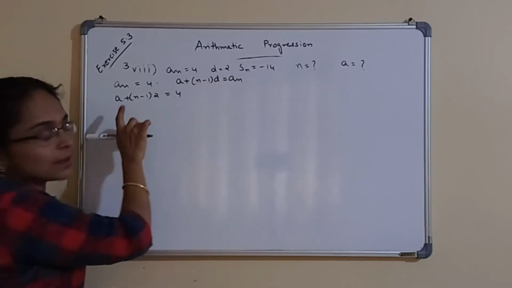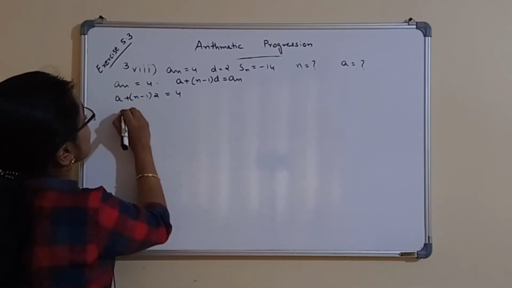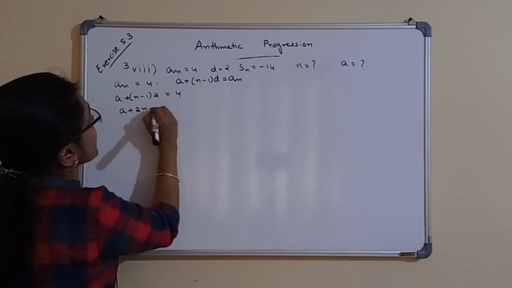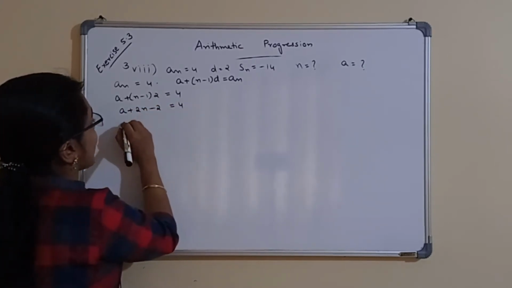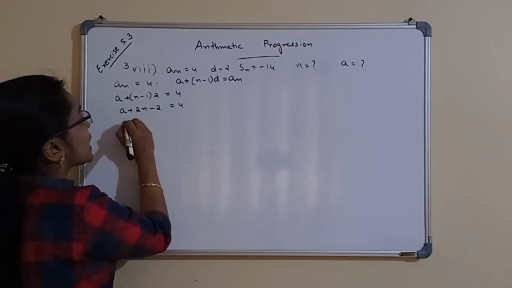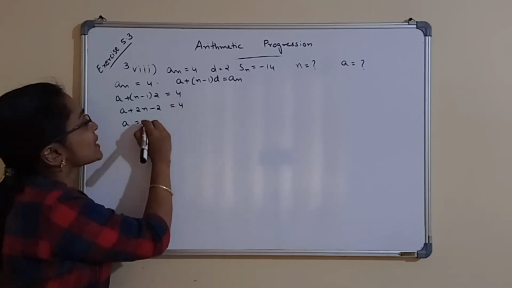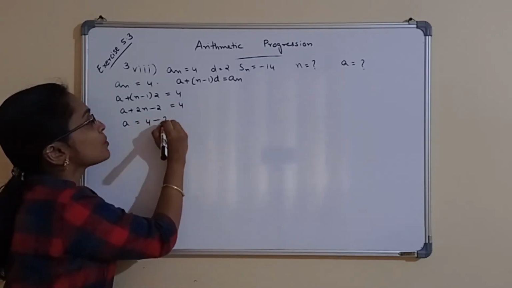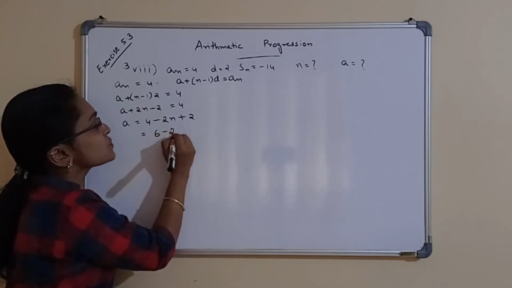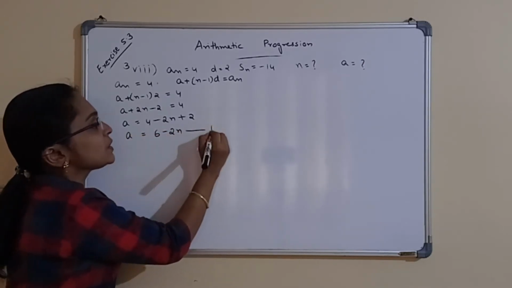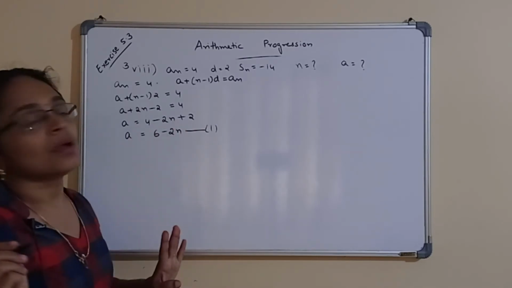So, a plus (n minus 1) into 2 is equal to 4, which means a plus 2n minus 2 is equal to 4. So, taking this 2n minus 2 to the right hand side, we will get a is equal to 4 minus 2n plus 2, which is equal to 6 minus 2n. So, let this be equation 1. a is equal to 6 minus 2n is equation 1.